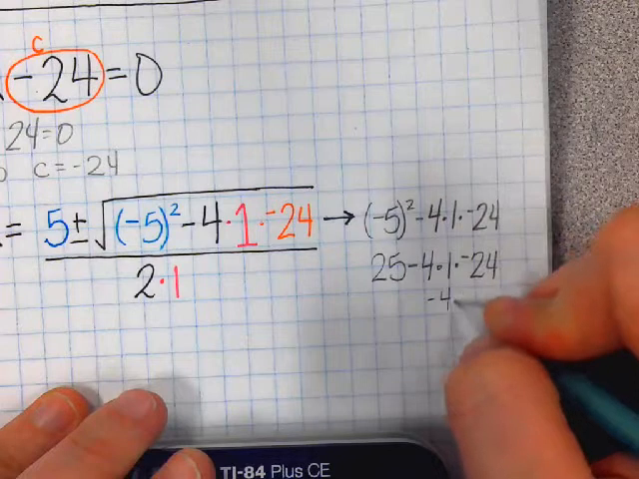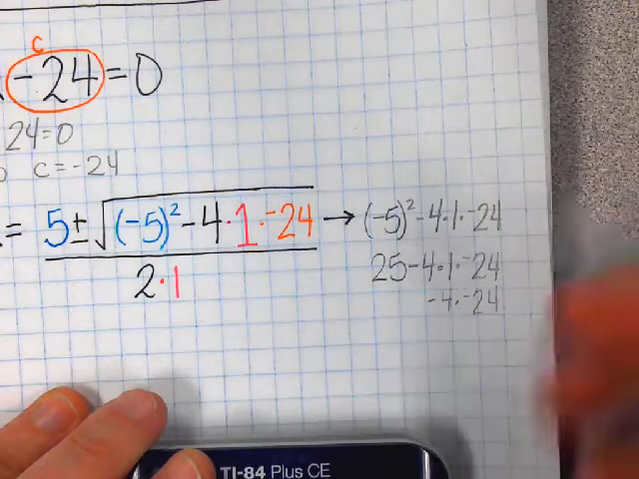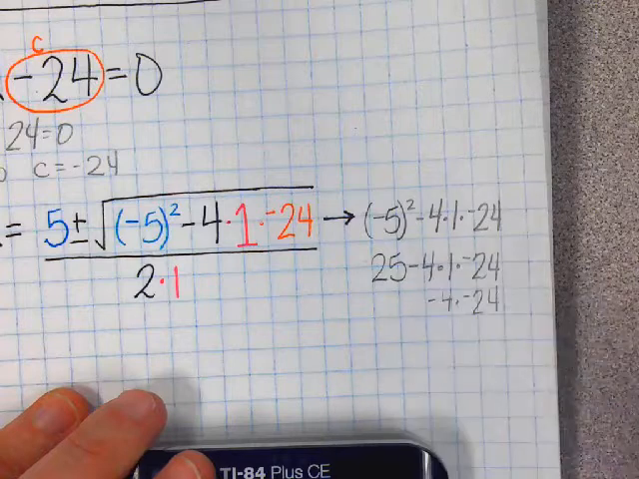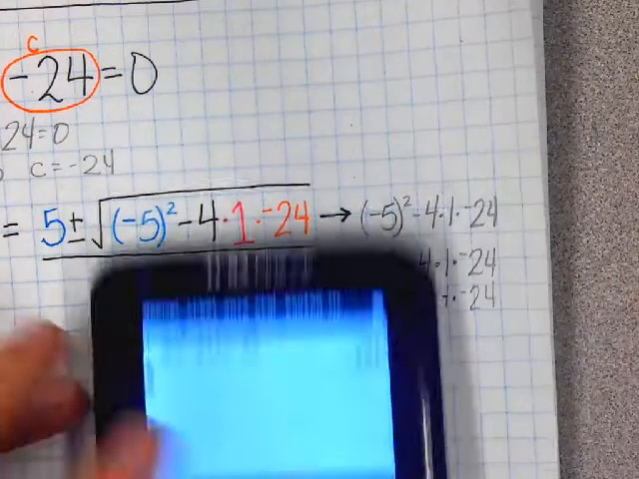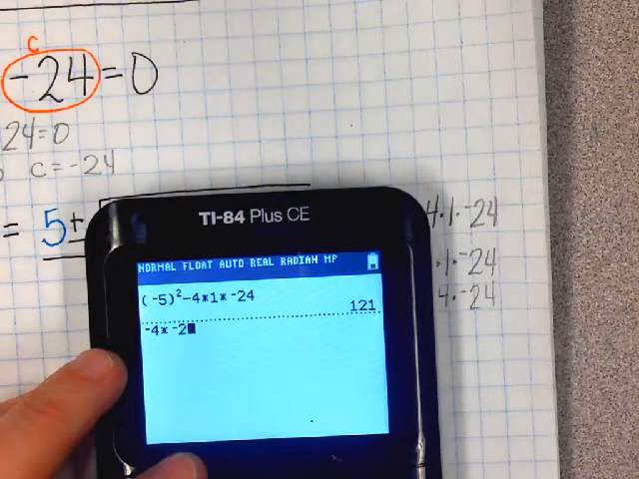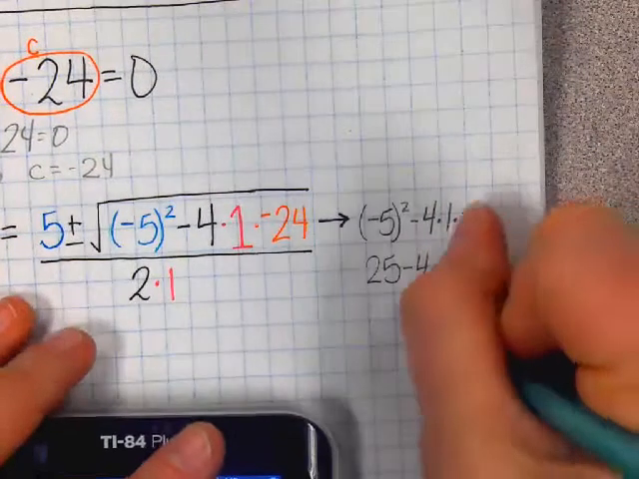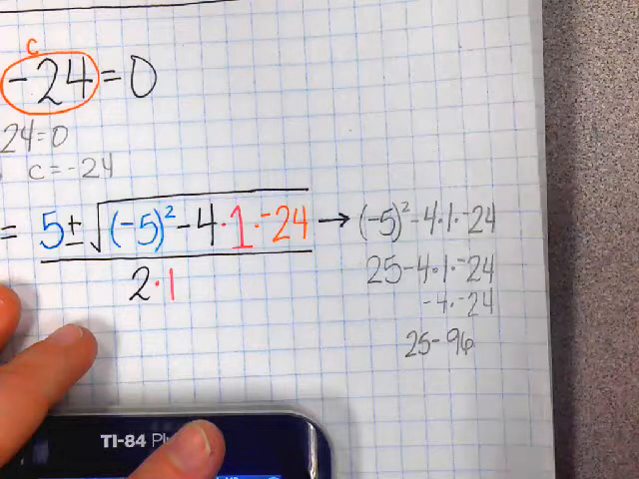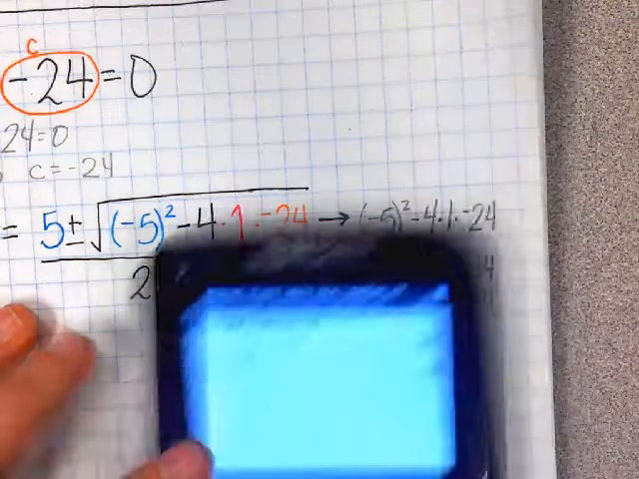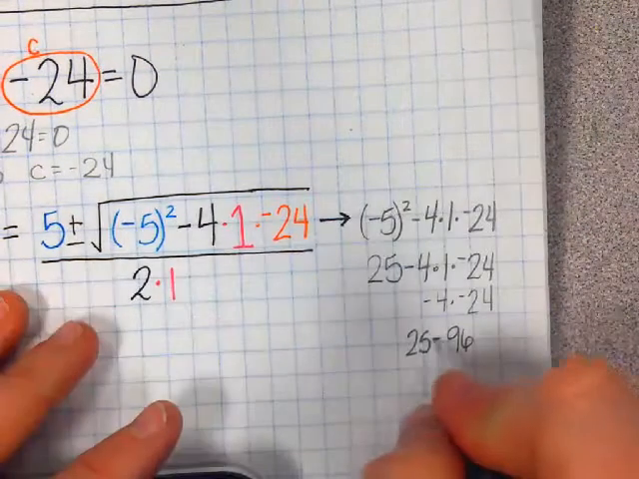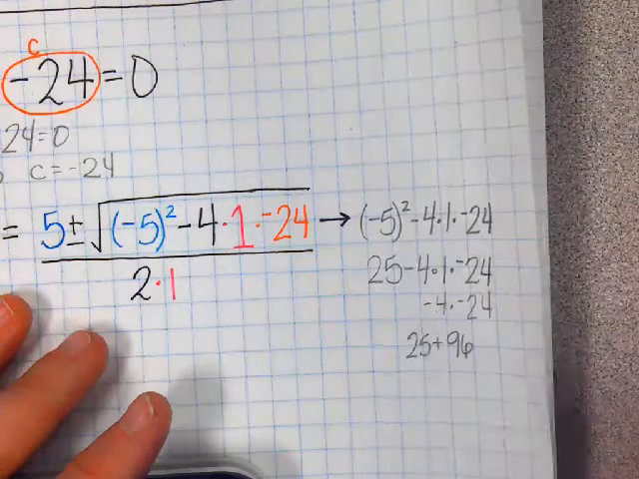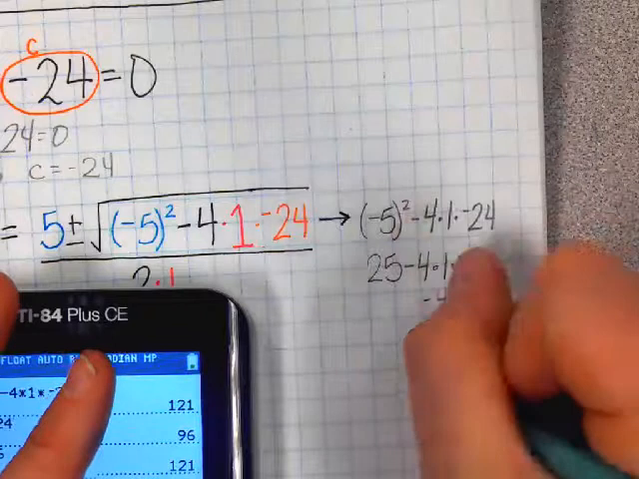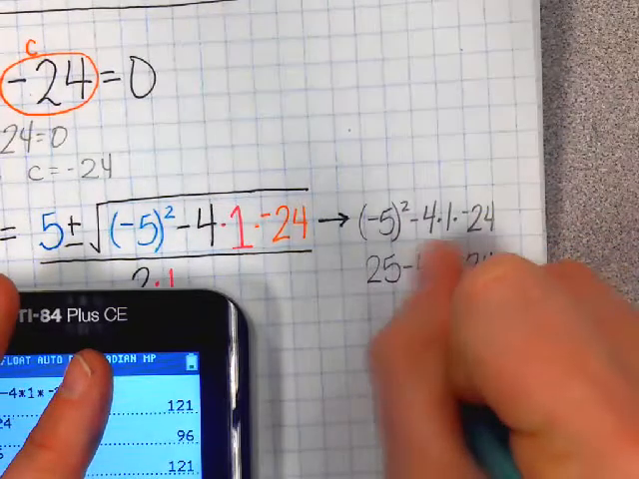Okay, negative 4 times 1 is negative 4, times negative 24. Remember, you have to do the multiplication part before you can subtract, because it's 25 minus 4. So negative 4 times negative 24 is 96, and that's a positive. Notice it gave me a positive 96, because a negative times a negative is a positive. And then 25 plus 96 is 121.